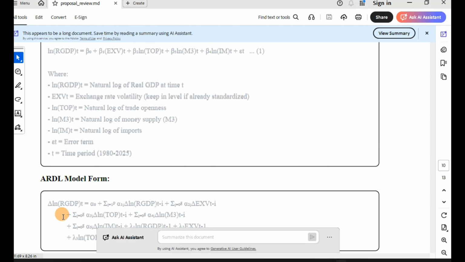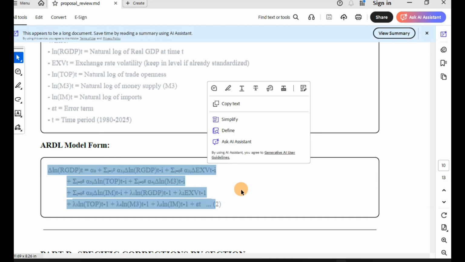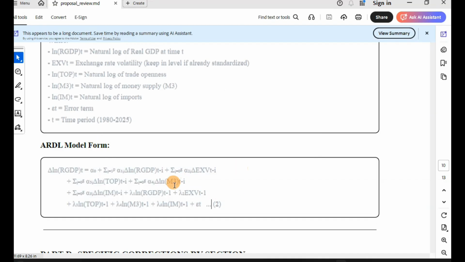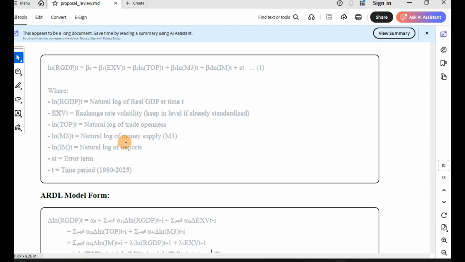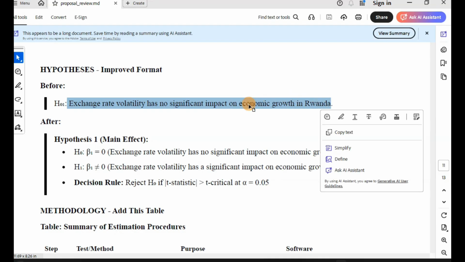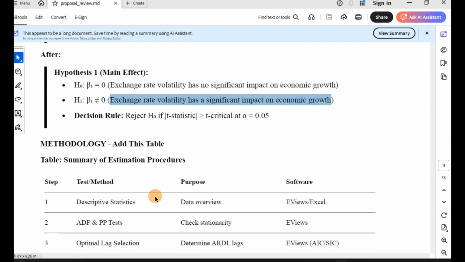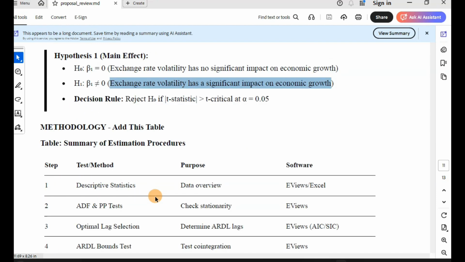So if he's going to write his econometric model, he's going to write the LDA in this format, because we haven't learned it yet, so we are going to learn it as soon as possible. The hypothesis: exchange rate volatility has no impact on economic growth. The alternative will be to confirm.